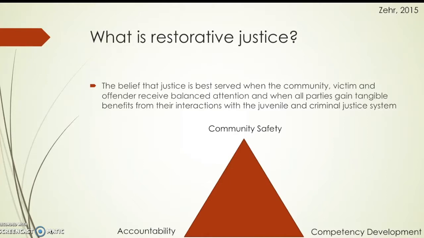This may include examples such as vocational training, education, and different work experiences that we can link them with while they're working with us. Lastly is community safety. Community safety is huge, definitely when dealing with offenders and juveniles. The juvenile justice system has a responsibility to protect the public from these juveniles in the system.